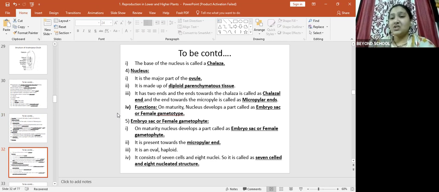So the function of the chalaza is providing a base to the ovule and even a base to the nucellus. Okay, and hence the cell which provides a base to the nucellus and to the ovule, wherever the chalaza is present, giving a base, we call it the chalazal end or chalazal pole. Understood, Siddhant? Now the next we have is the nucellus.